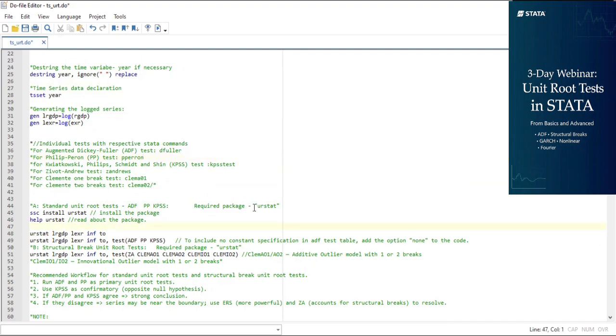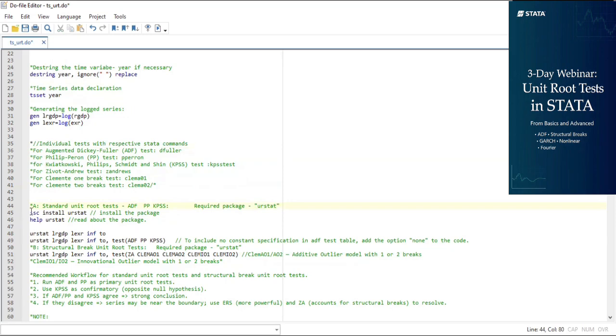Like I said, the package we are going to use is urca stack. We call it a package because it consists of different commands. It's like a library for the commands of all these tests. The commands for each of these tests are associated with this library.